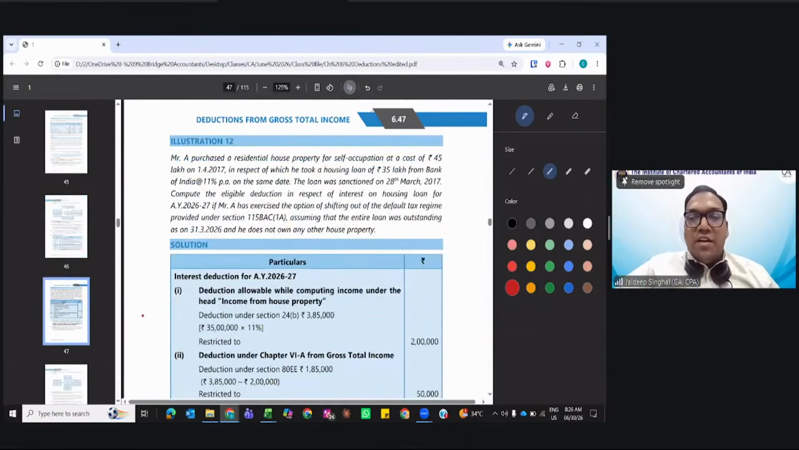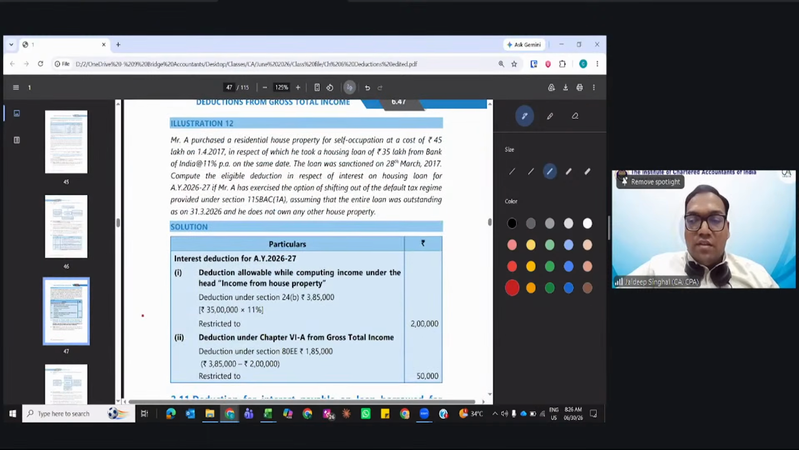The section is very much related. See, the example is very simple. They have taken houses. They have taken a loan of 35 lakhs. The loan rate is 11%. Can you calculate 35 lakh into 11%? It will come to 3,85,000.